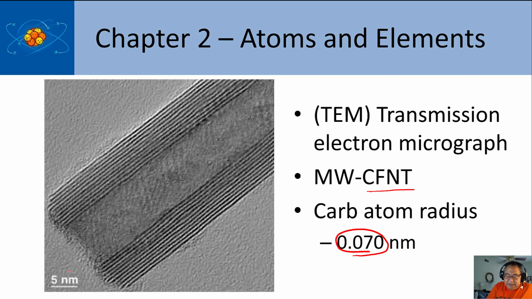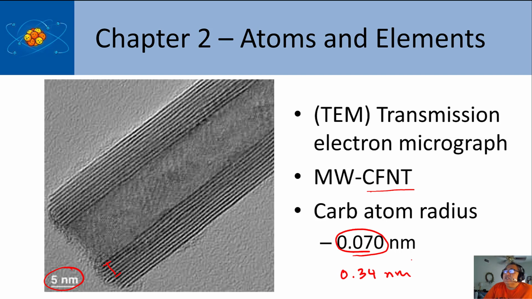Anyways, carbon atoms are about 0.07 nanometers. Now you'll notice the scale down here at the bottom left, that's 5 nanometers for that bar. So each one of these bars is about 0.34 nanometers across, right? So 0.34 nanometers.